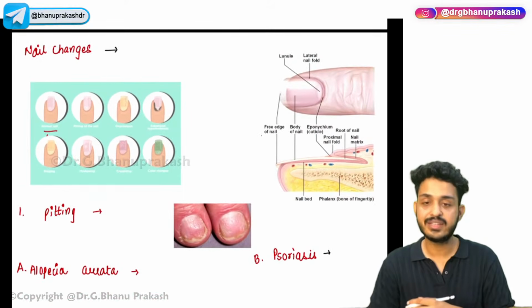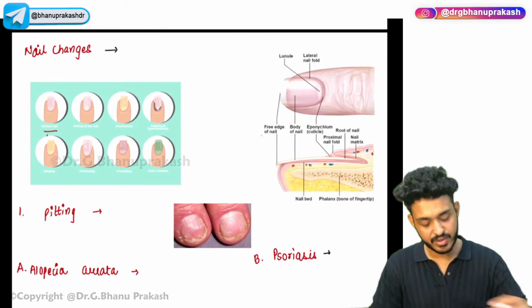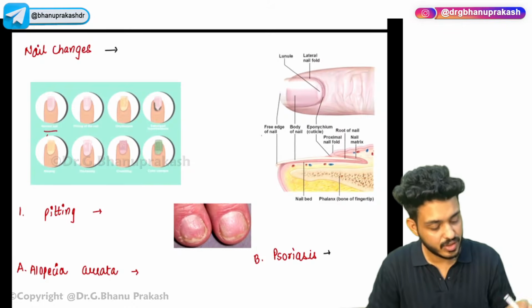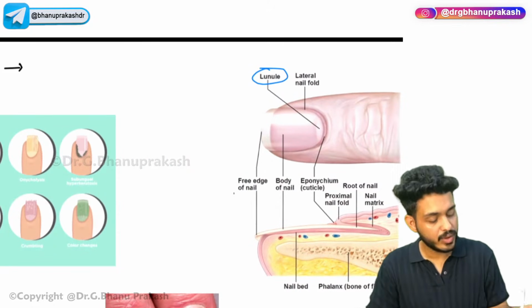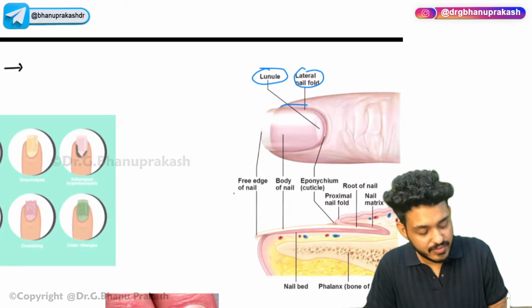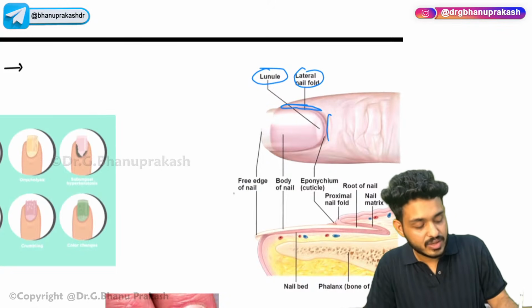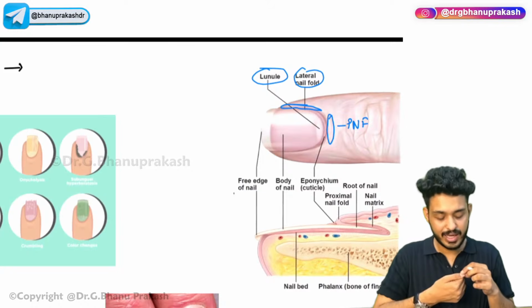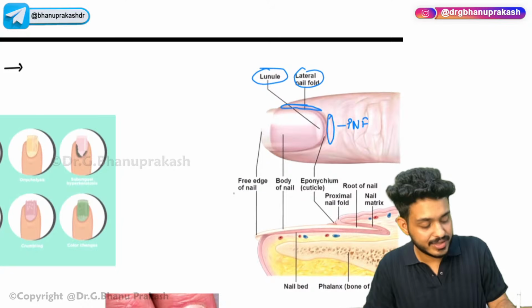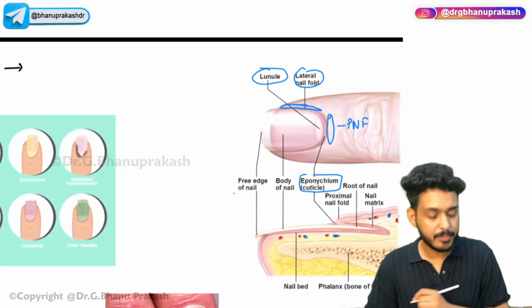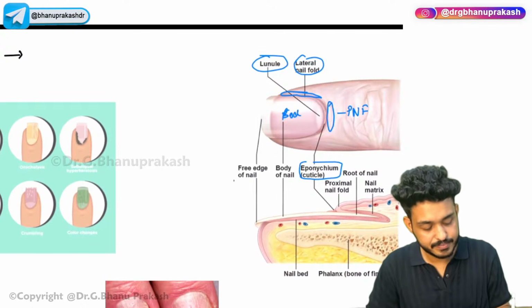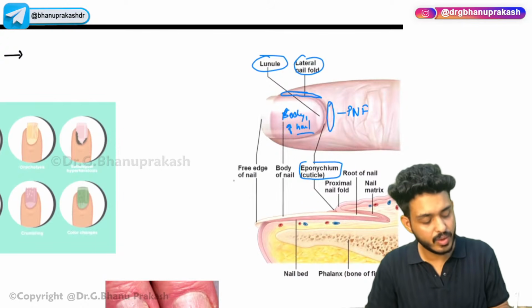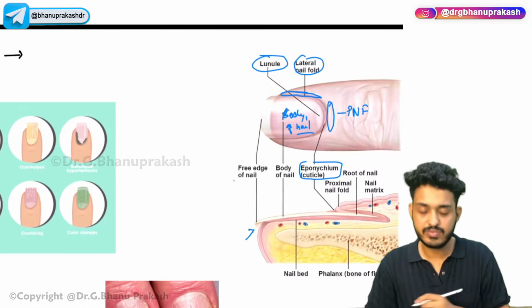So nail pathology, let's see what are the different nail pathologies that we have to see. This is the normal structure of a nail. This white part you are seeing is your lunula. This is your lateral nail fold. This is known as proximal nail fold. This small skin around the lunula is known as cuticle or eponychium. This is the body of the nail, and these are the free edge of the nail.